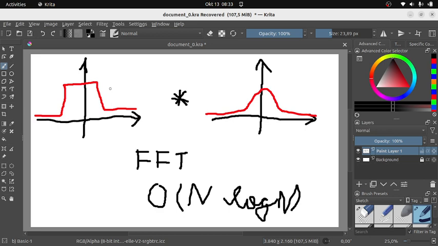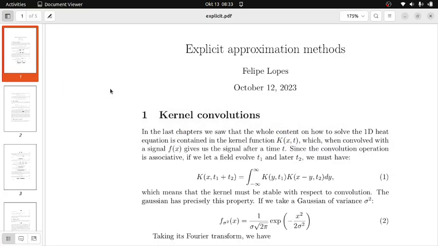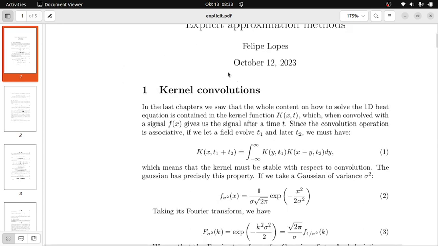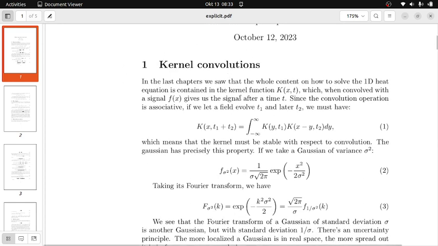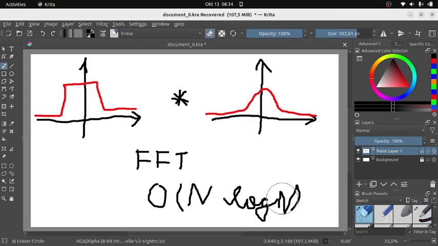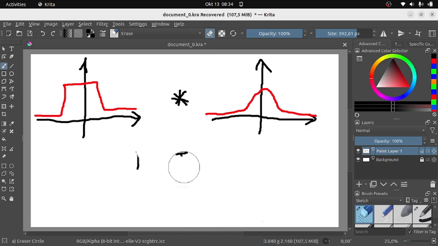So let's start studying how we construct these approximation methods. I go to my notes here, and we have some very interesting points. The Gaussian that I showed there is the heat kernel, k(x,t), and like I said, we take the convolution of a signal with this kernel, and then we find the solution of the heat equation. And here we see a very interesting condition that this kernel must satisfy. Alright, so if I go back to Krita, we go here.